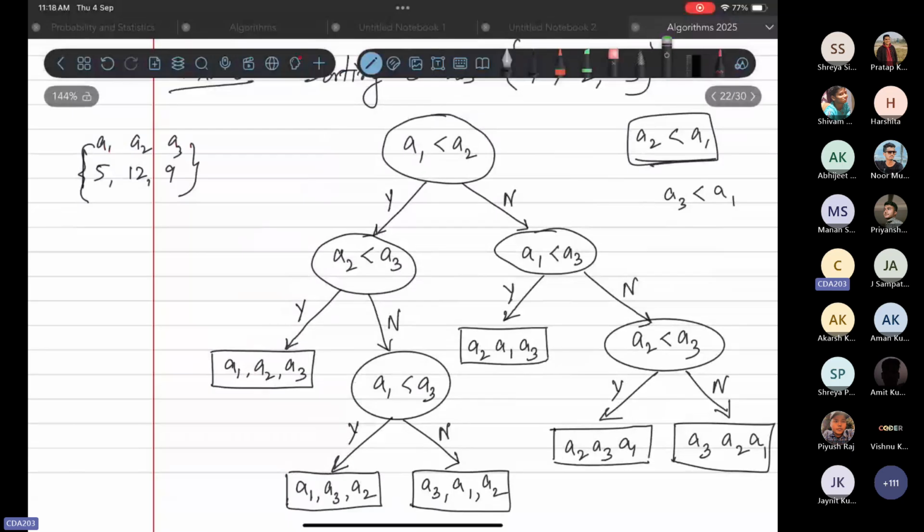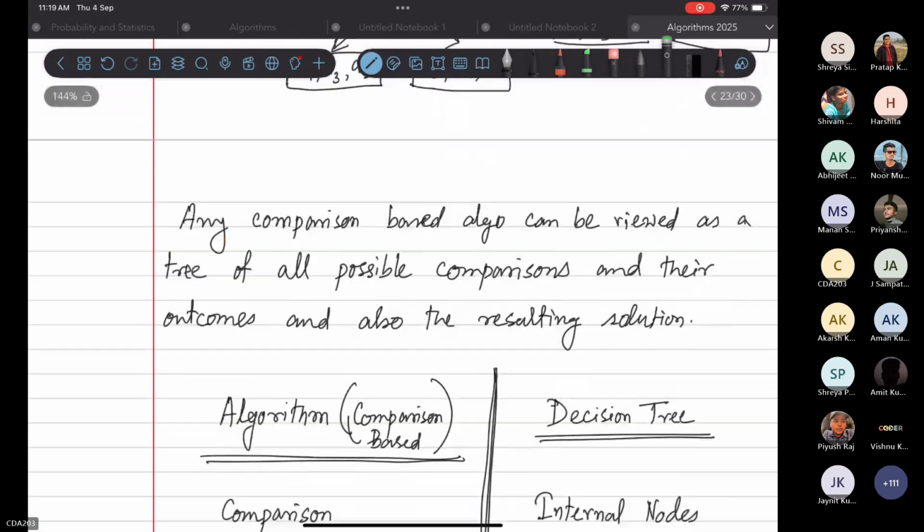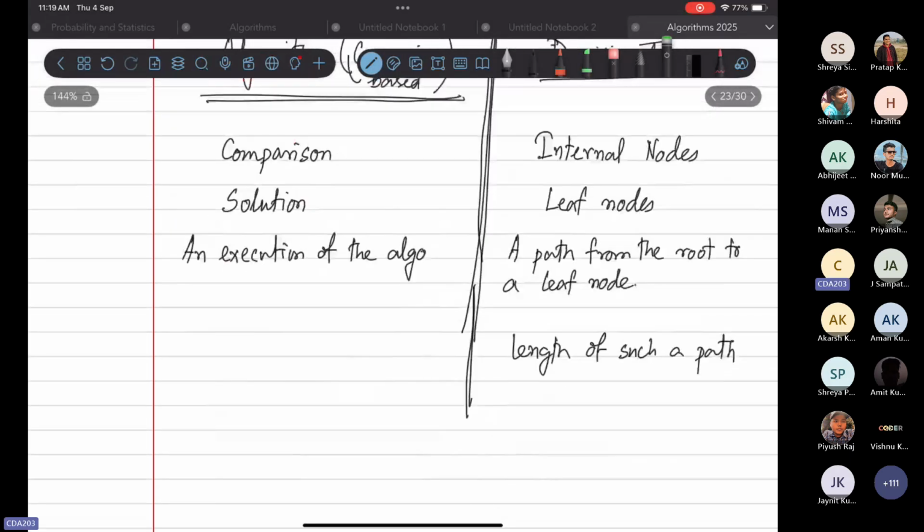So the length of that path, this particular path is 3. This actually tells you the number of comparisons, the number of internal nodes that you are facing. That is the length of the path, right? And internal nodes are basically the comparisons, right?